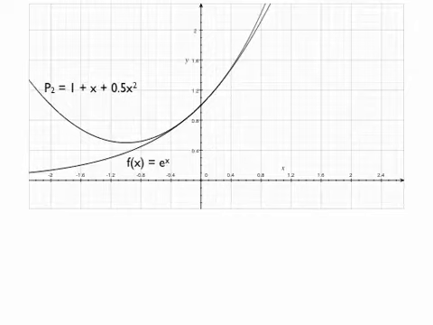This is the second degree polynomial. p sub 2 is 1 plus x plus 1/2 x squared. Then you have f of x equals e to the x. And you notice that they're very accurate, just a little bit longer than the line was.